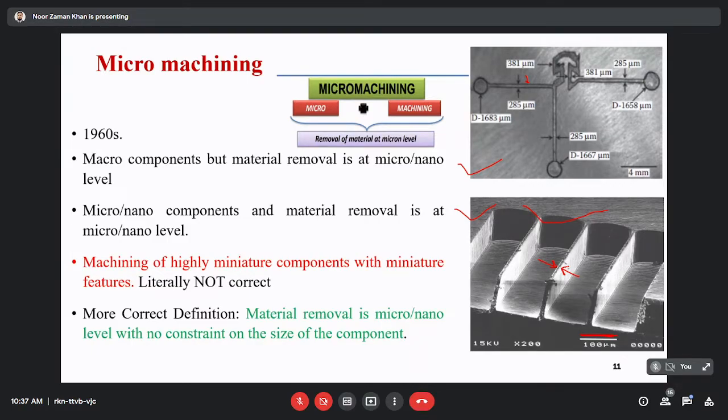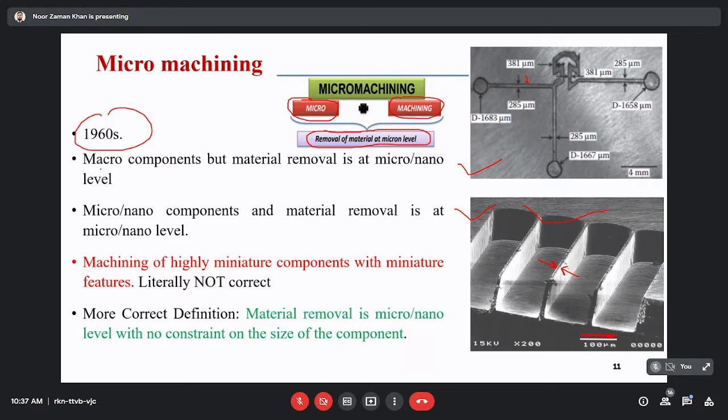So if we talk about micro machining techniques, they have their roots in the 1960s, when the need arose for miniaturized electronic components. So what is actually micro machining? If we take micro and add it with machining, it becomes micro machining. It means a very generic definition: micro machining is removal of material at micron level. Very small, brief and generic definition: removal of material at micron level.